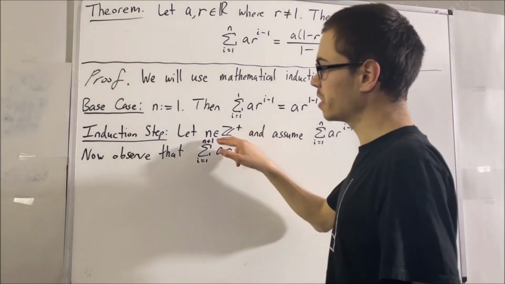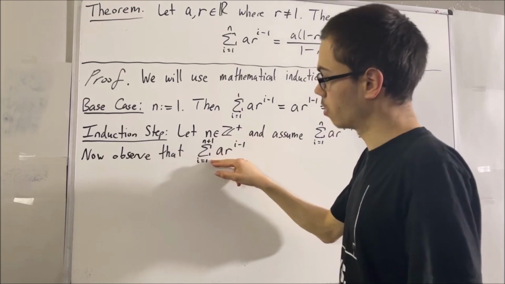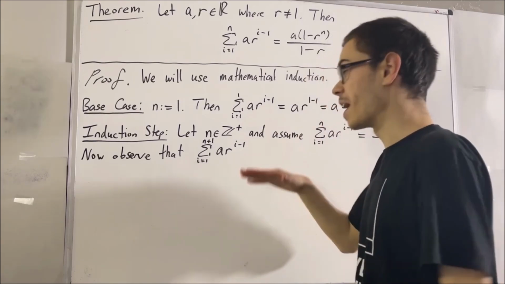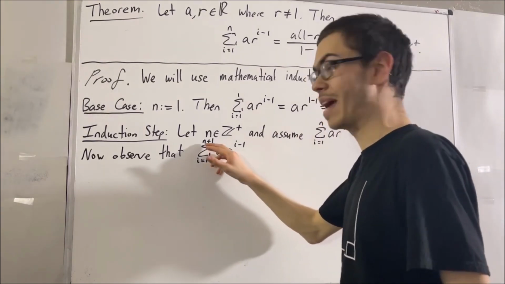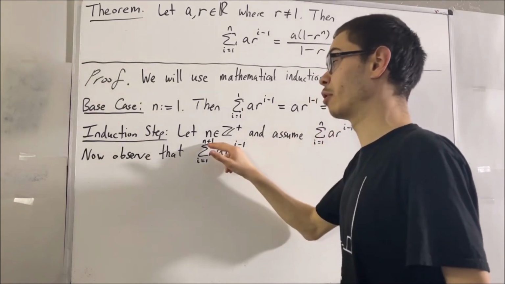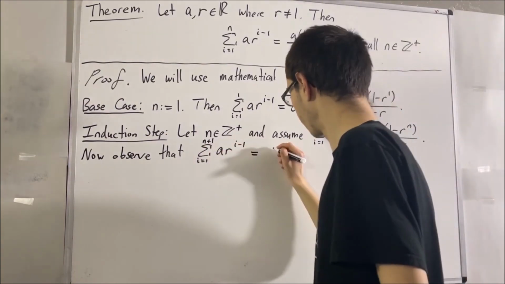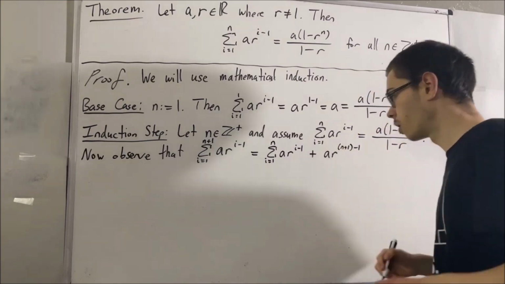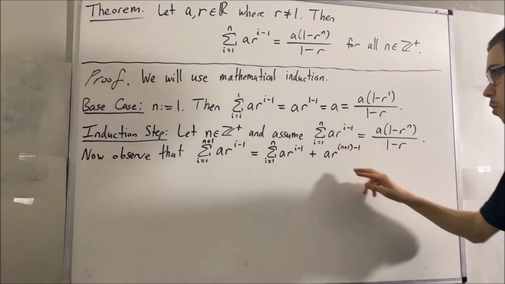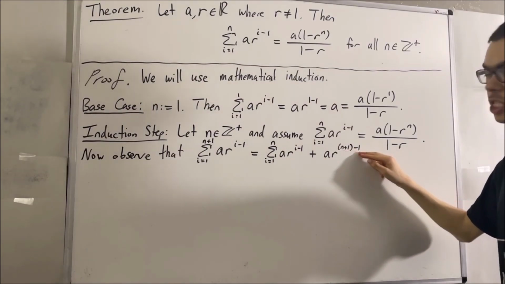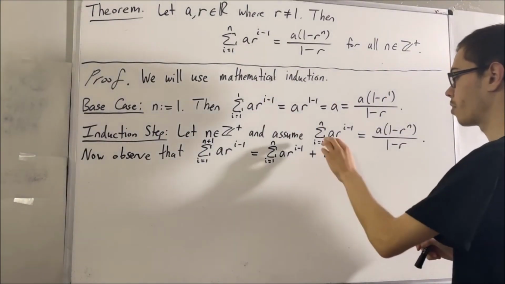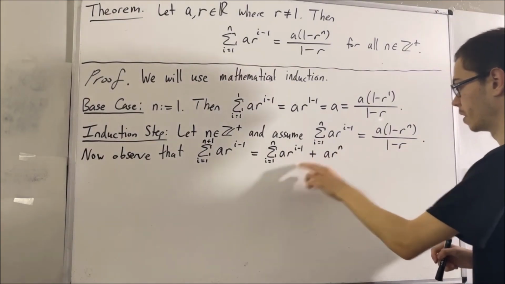Now, because the upper bound is strictly bigger than the lower bound, what we can do is pull away the n plus 1th term of this sum and rewrite this as the sum from i equals 1 to n of a r to the i minus 1 plus a r to the n plus 1 minus 1. Right, so we can all agree that these two things are equal. And of course, in the second term, the exponent simplifies to just n. Okay, now, by our induction hypothesis, we know that this sum is just equal to this.